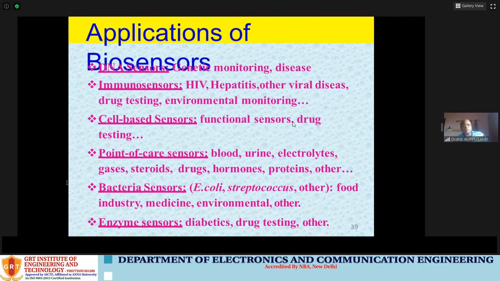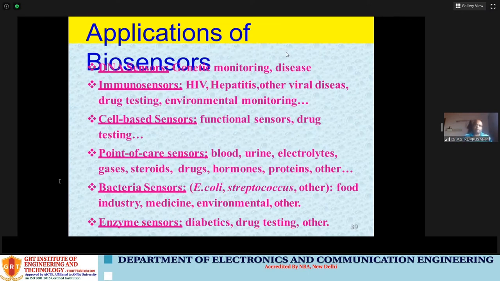Cell-based sensors, functional sensors, drug testing, etc. Point of care sensors for blood, urine, electrolytes, gases, steroids, drugs, hormones, proteins, and other things. Then bacteria sensors and sensors for the food industry. This is very important, no? Very important for the food industry, medicine industry, environmental industry, and enzyme disorders.